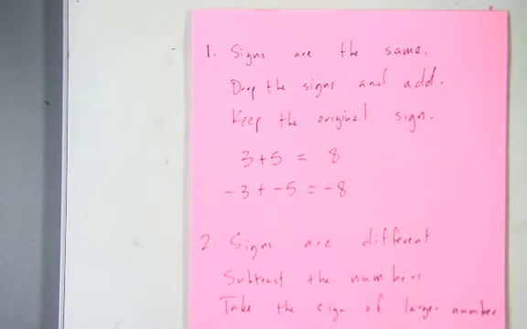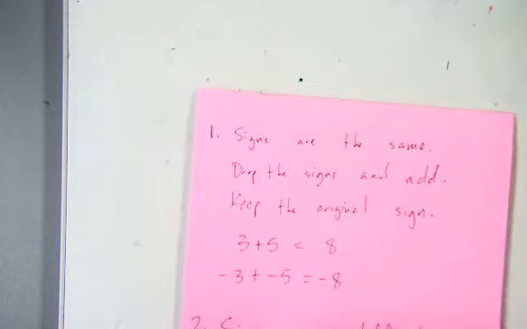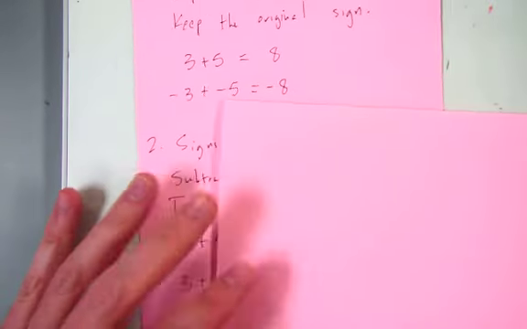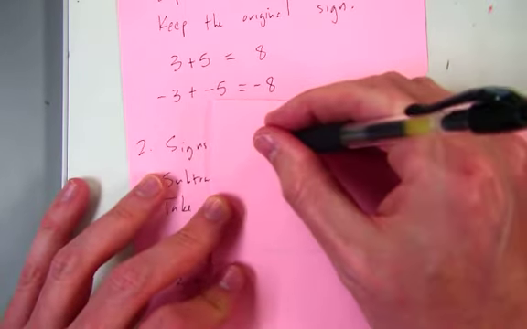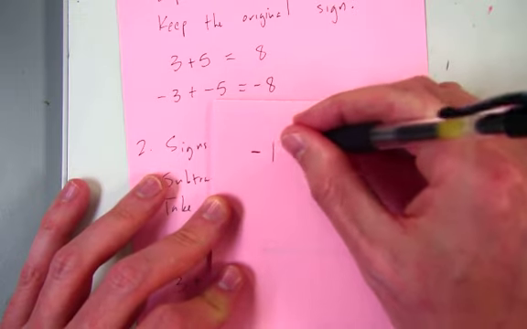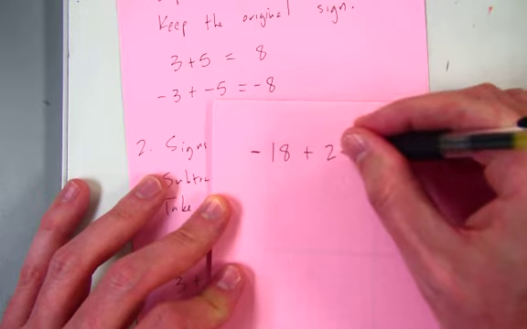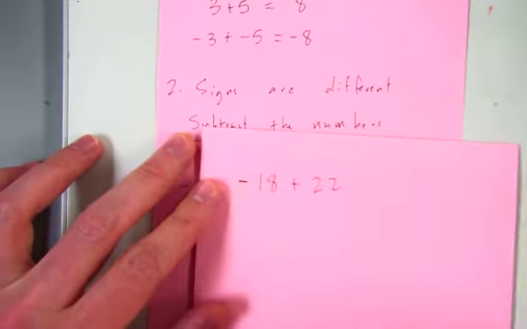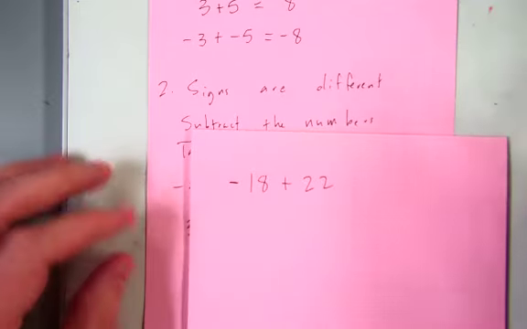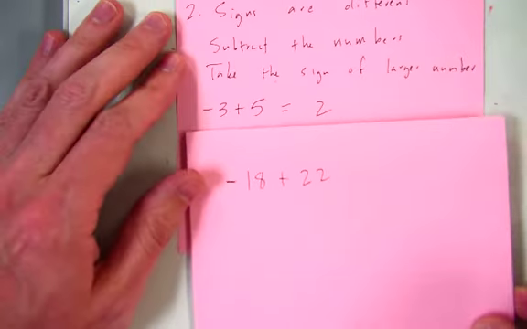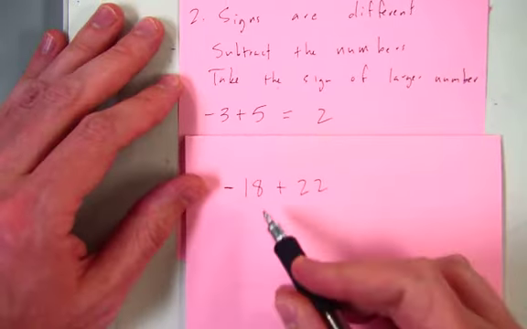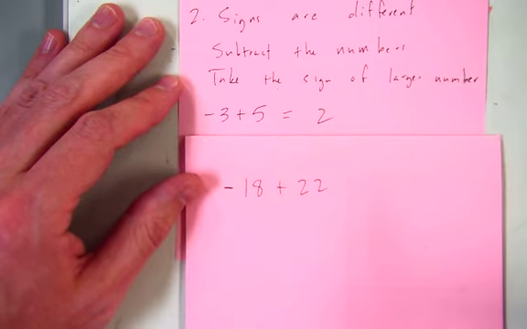Okay, so let's do a few different problems, get some practice with this. Let's say we wanted to do something like negative 18 plus 22. Okay, so when I'm looking at this, the first thing I want to think about is which one of these two rules is going to work for us. And what jumps out at me here is that my signs are different. I've got negative 18, I've got positive 22.